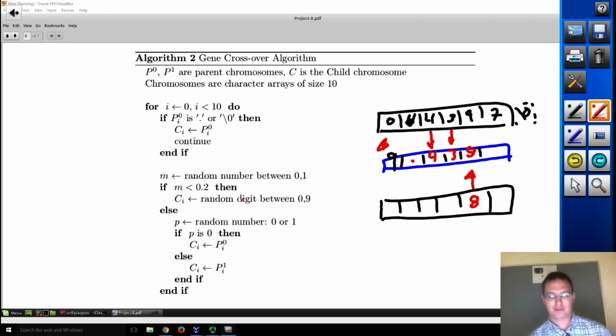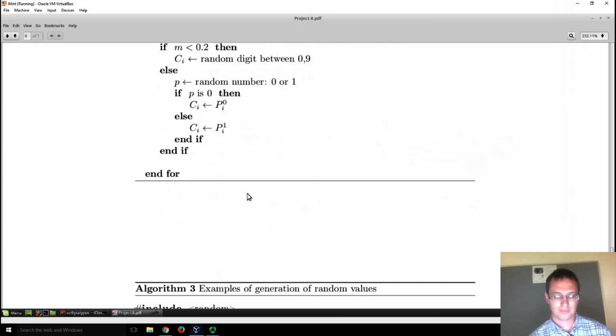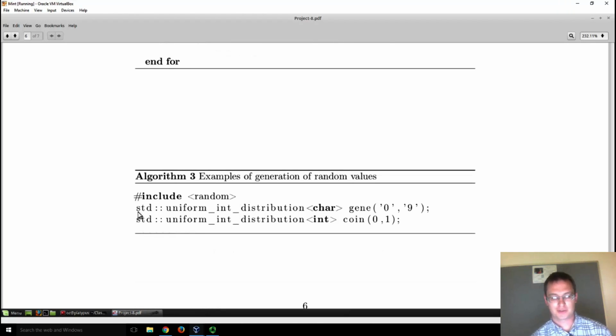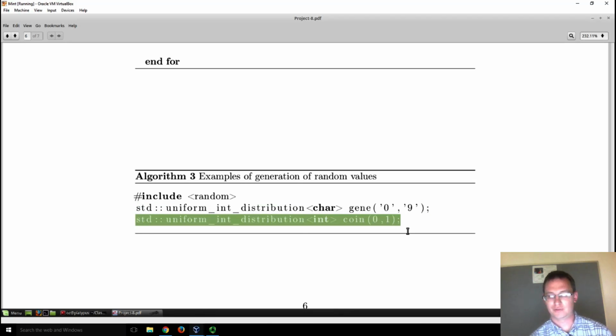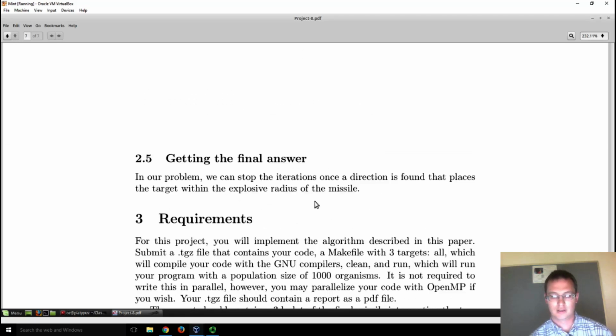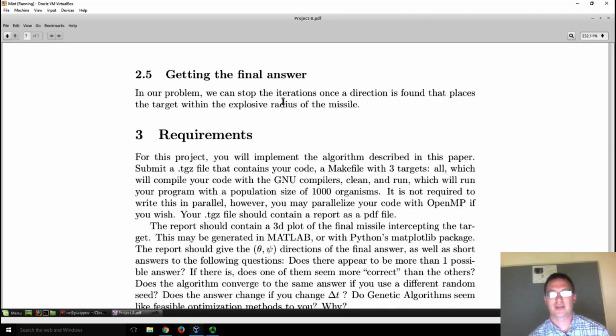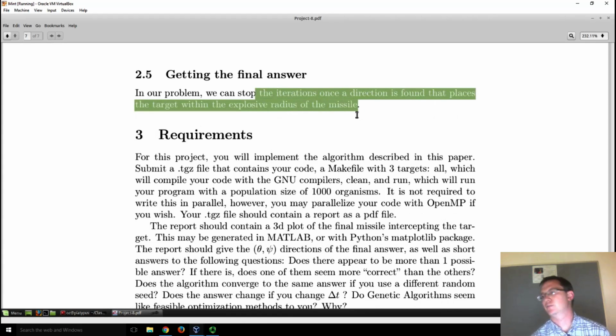Okay, so that's the algorithm that I wrote up for you. And here are some code snippets. If you want to generate a random character between 0 and 9, you can use this int distribution. And for a coin flip, it would be this distribution here. All right, we can stop the iterations once the direction is found that places the target within the explosive radius of the missile. At that point, we've solved our problem and we can stop.